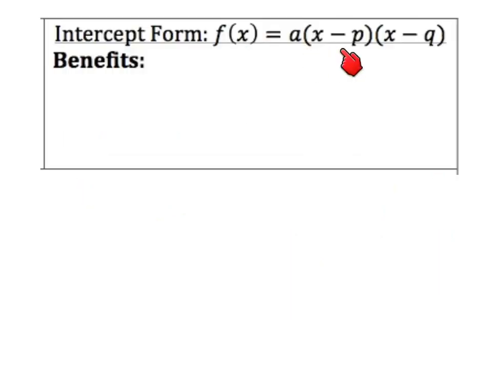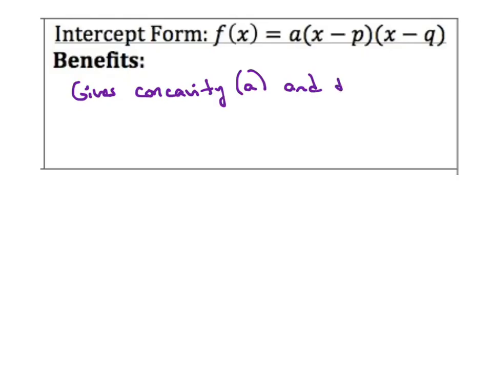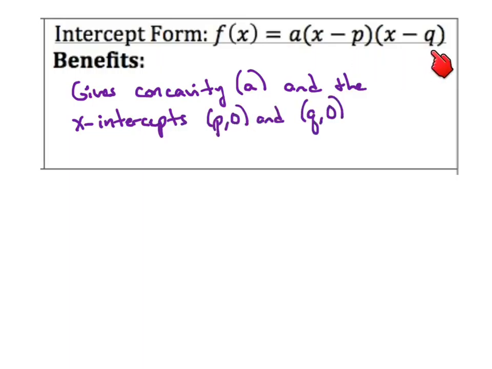Intercept form, when we factor it and we get our two, these are x-intercepts. When we're talking about intercept form for quadratic equations, we're talking about our 1, 2, or 0 x-intercepts. So what benefits from this? Well, again, it gives us our concavity with A, and it gives us our x-intercepts, which are p, comma 0 and q, comma 0.